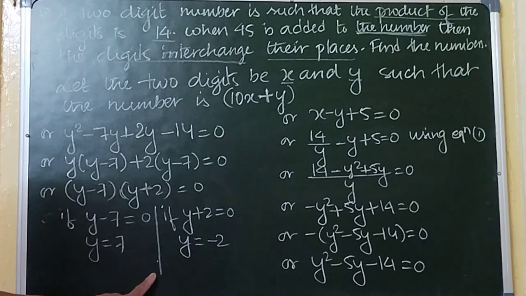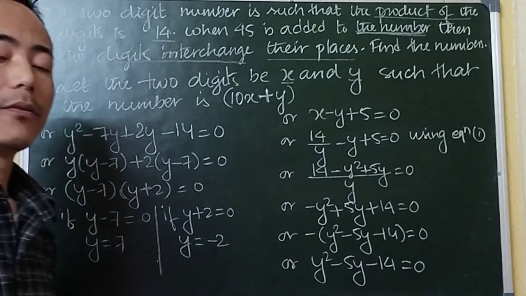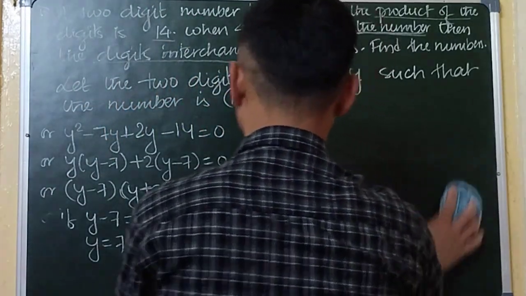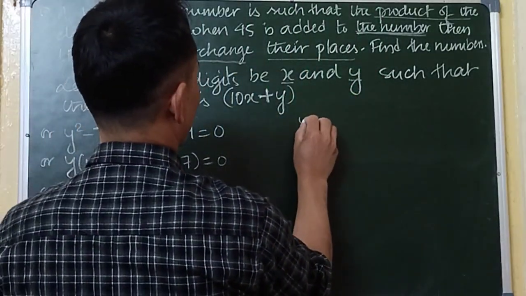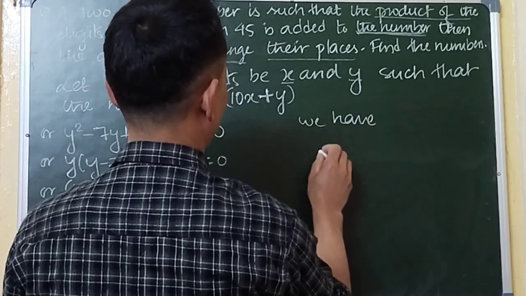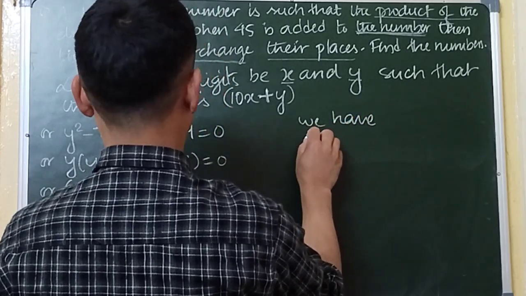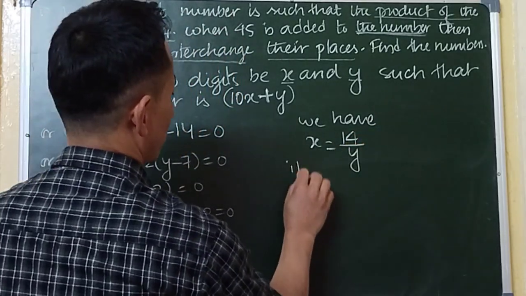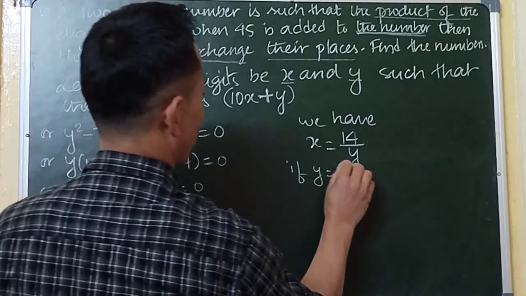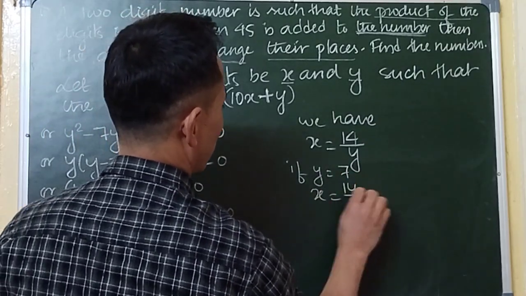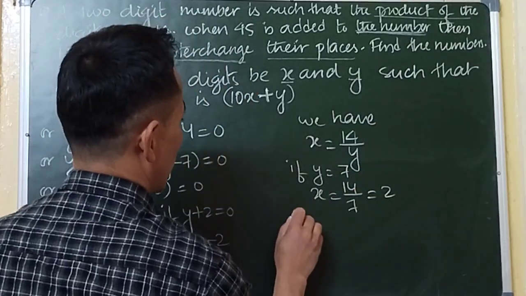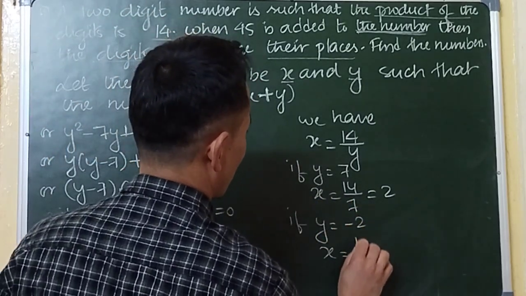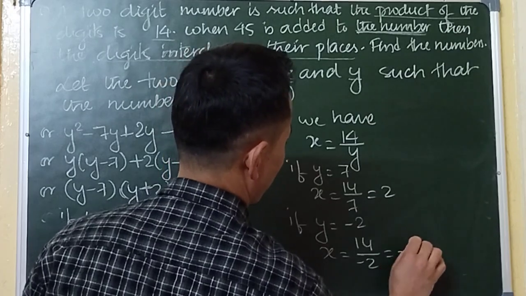So once you obtain the value of y, we can obtain the value of x using equation number 1. So let's obtain the value of x. We have x equals 14 divided by y. If you take y equals 7, then x will be 14 divided by 7, that will be 2. And if you take y equals minus 2, then x will be 14 divided by minus 2, which will be minus 7.